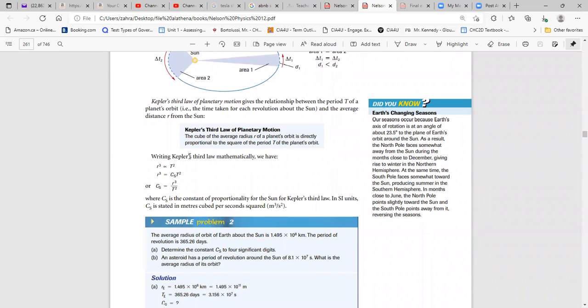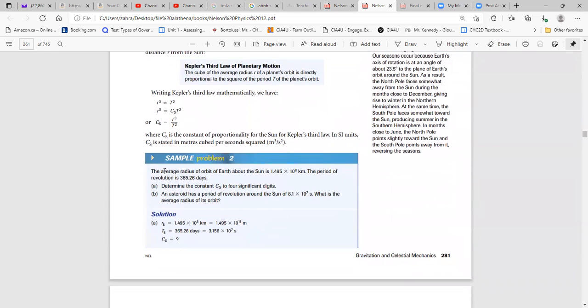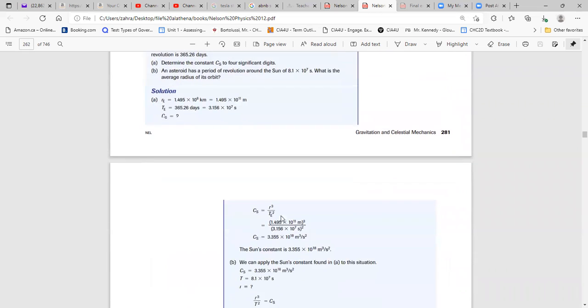Okay, third law. The third law says the cube of the average radius r of the planet's orbit is directly proportional to the square of the period T of the planet's orbit. So just think that r to the power 3, the average radius of the planet, divided by the period to the power 2 is a constant. So look at this question. The average radius of the orbit of the Earth about the sun is given to you. The period is given. Determine the constant. Easy, just according to this equation, r to the power 3 divided by T to the power 2. You just put in the numbers and calculate that.